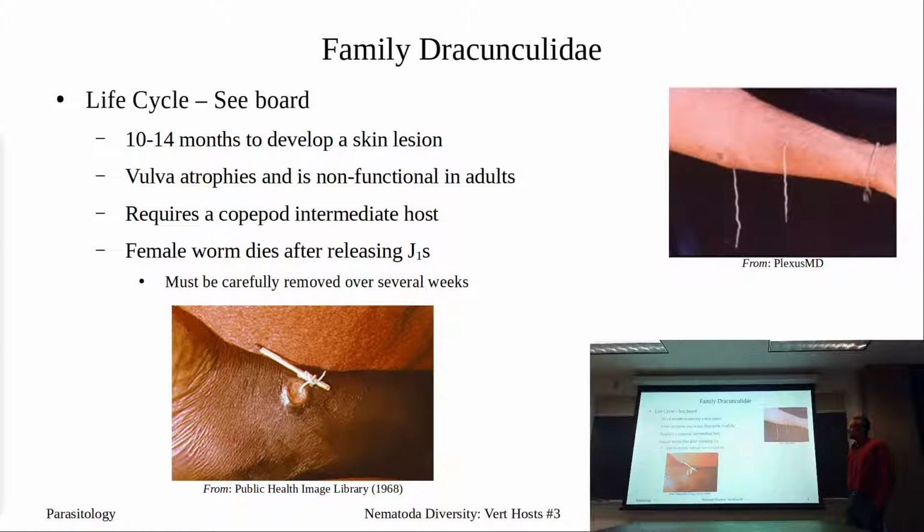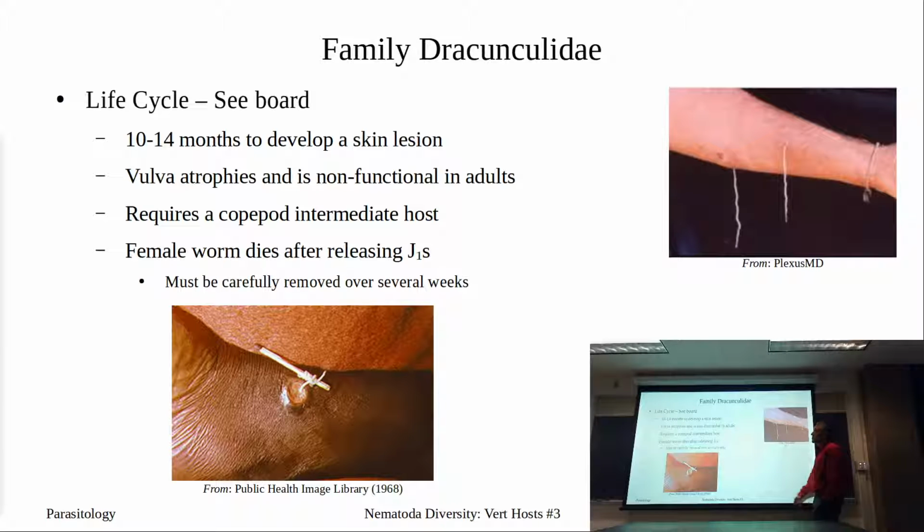Now, the reason it has to get out is because as this worm is growing, as the uterus is filling up with these J1s, the vulva actually atrophies. So it's no longer functional in these adult females. That means there's no way for these larval stages to get out other than having the cuticle break and the J1s get released that way. So that's why the body has to actually stick out of the host to deposit the J1s. The vulva is not functional anymore. It's just not there.